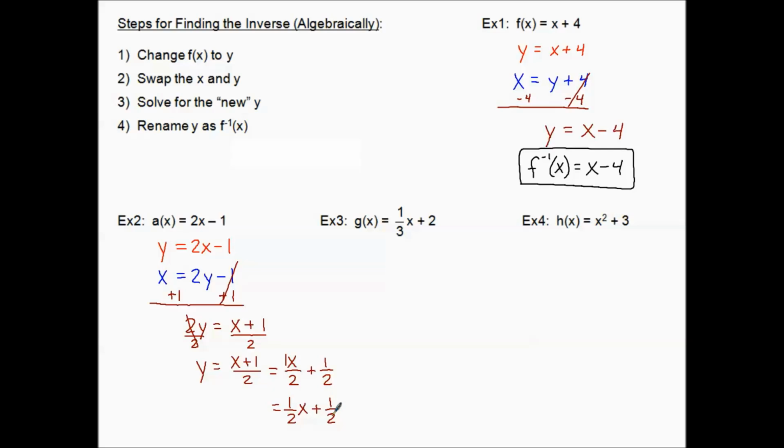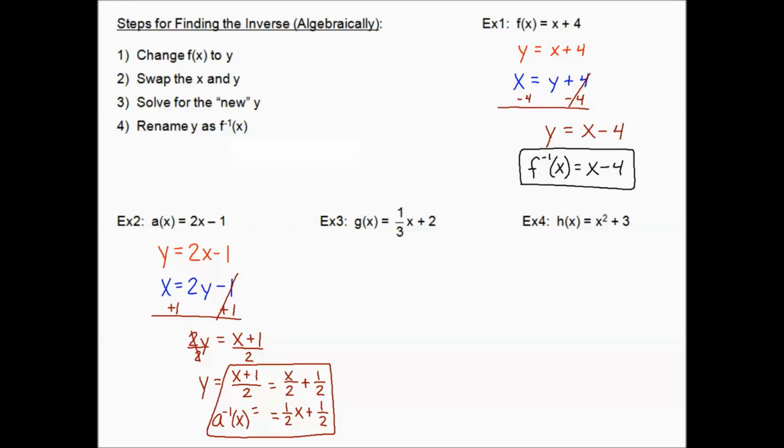But let's not forget our step 4. Step 4 says to rename our y as our fancy inverse symbol. Since I started with f of x, our inverse symbol will be f inverse of x. And I'll just say that it's equal to, I'll circle all three of these versions of the answer. All of them are fine, but remember this one is probably the best if we want to graph it.